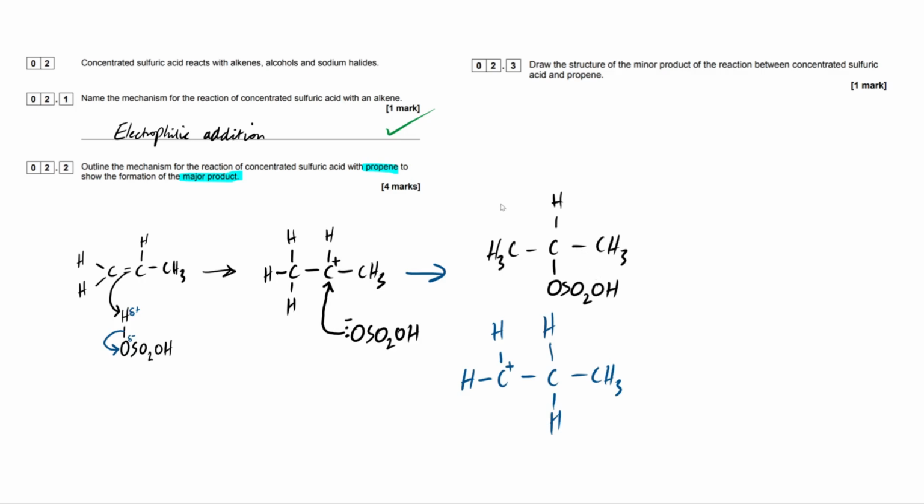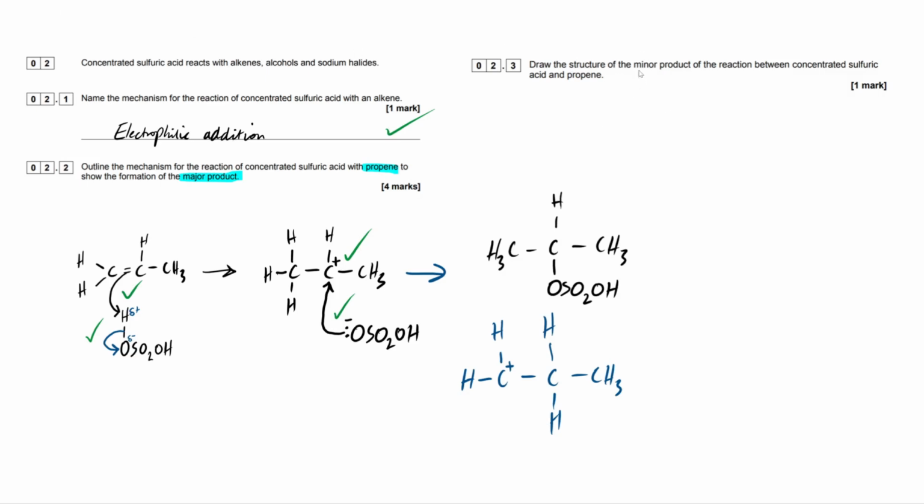Easy as that, guys. 4 marks in the bag. First mark, this arrow. Second mark, this arrow. Third mark for the structure and the correct carbocation position. And then the fourth mark is going to be this curly arrow right here with the negative charge on the OSO2OH. Okay, hopefully that was clear. Hopefully that helped you guys understand the theory a little bit more if you weren't too sure about it.